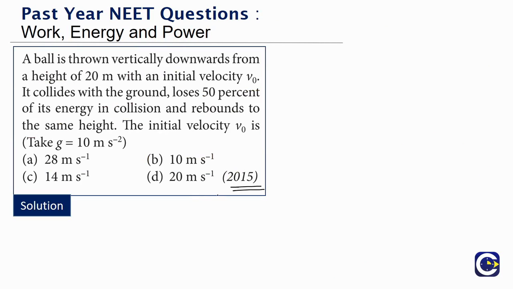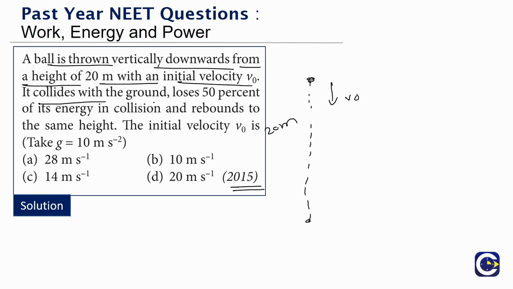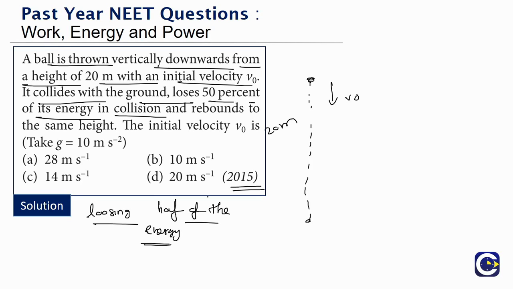Next we have a question that came in the year 2015. A ball is thrown vertically downwards from a height of 20 meters with an initial velocity v0. Means from a height of 20 meters we are throwing it down with a velocity v0. It collides with the ground, loses 50% of its energy in the collision, means it is losing half of the energy, and rebounds to the same height. Means after losing half the energy, it is able to rebound to the same height.